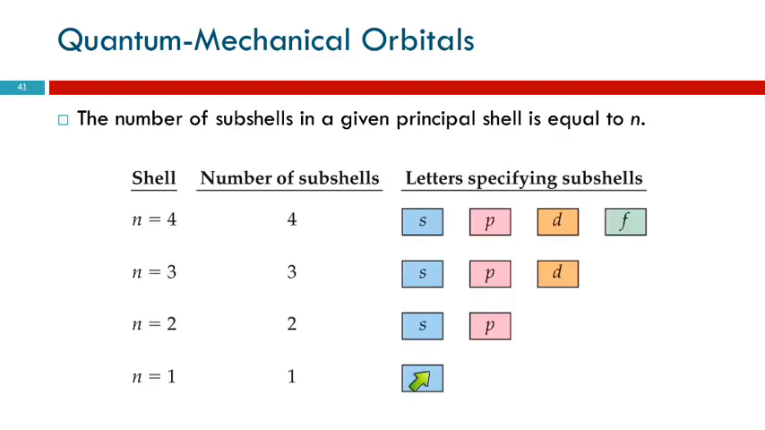So here's the first floor. There's only the 1 room, S room. On the second floor, there's 2 rooms. Third floor has 3 rooms. Fourth floor has 4 rooms. Okay? This F room has 7 beds. The D room has 5 beds. The P room has 3 beds. The S has 1 bed. Why? Because.